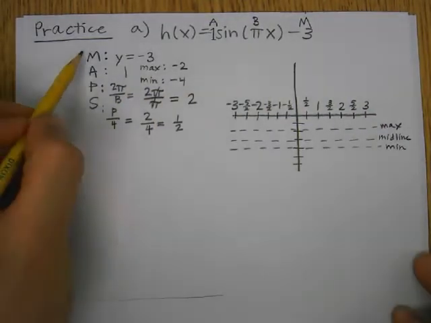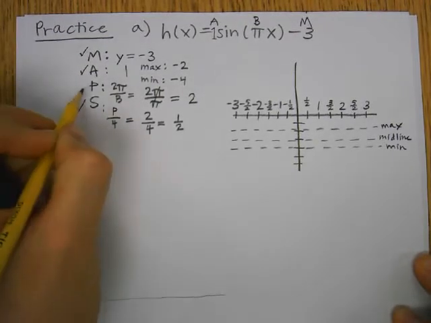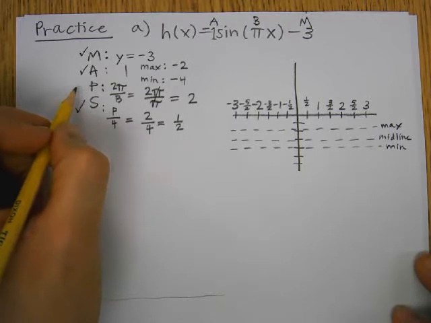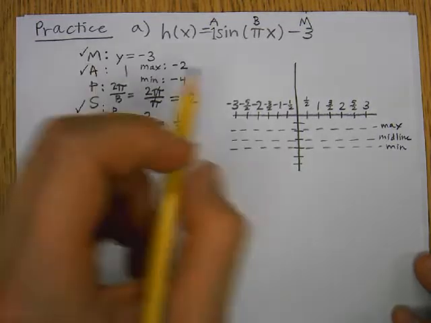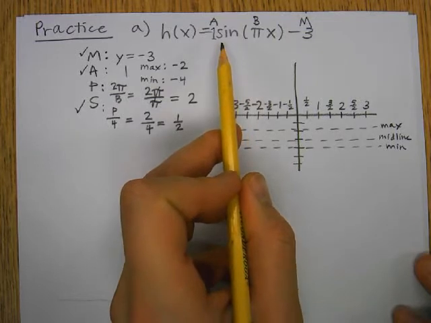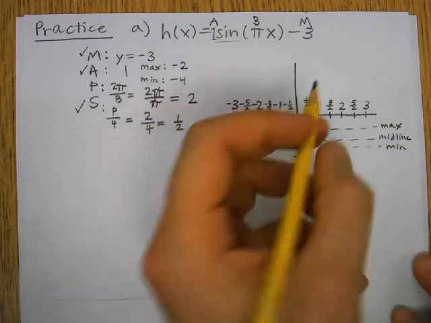So I have used my midline, I've used the amplitude, and I've used the scale. What I have not yet used is the period, or checked the period, to make sure that my final graph is correct. But I'm ready to start plotting in points. And now that I'm ready to start plotting in points, I need to figure out if I am drawing a sine or a cosine graph. And I go back to the original equation to see I'm drawing a sine graph.